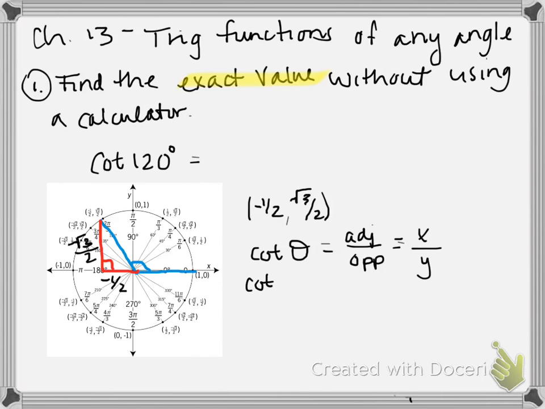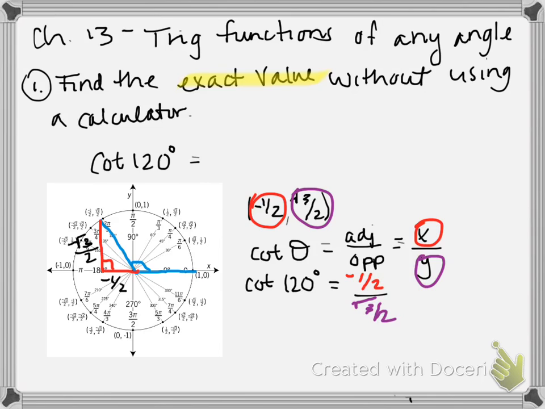So cotangent 120 degrees. I need my x value, which is negative 1/2, over my y value, which is root 3 over 2. Okay, here's a problem. I can't leave my answer like this. I have a radical in the denominator, which is not kosher.